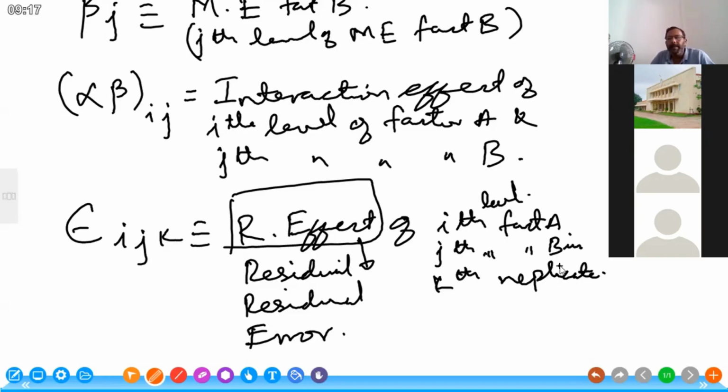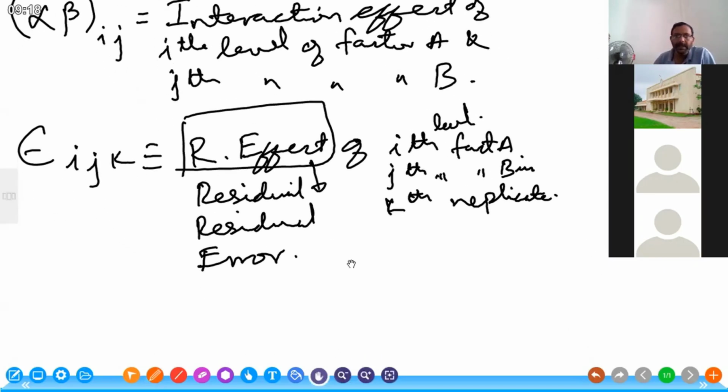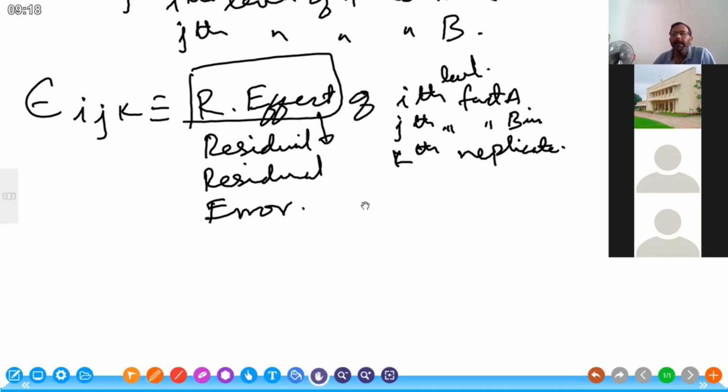Right. So maybe I don't know whether you have learned this. You have written the model in your CRD, RCBD. So all these effects, I think you could have written very carefully. For example, in RCBD, CRD, you have done this.